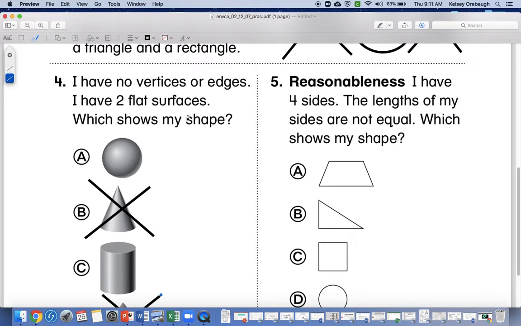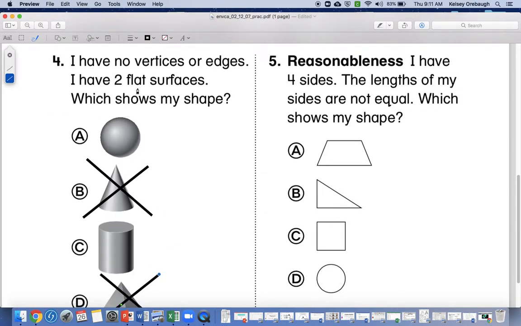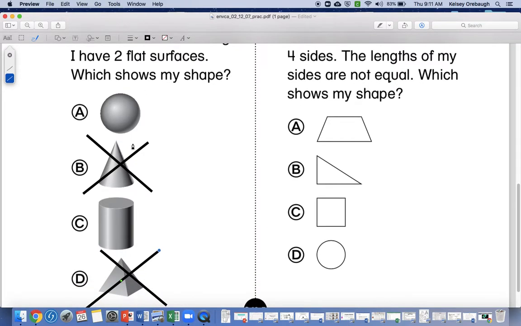Now let's go to my second clue. I have 2 flat surfaces. Let's go back to the sphere. Does a sphere have any flat surfaces? No, it's completely round. A sphere does not have any flat surfaces. So I can cross the sphere off.